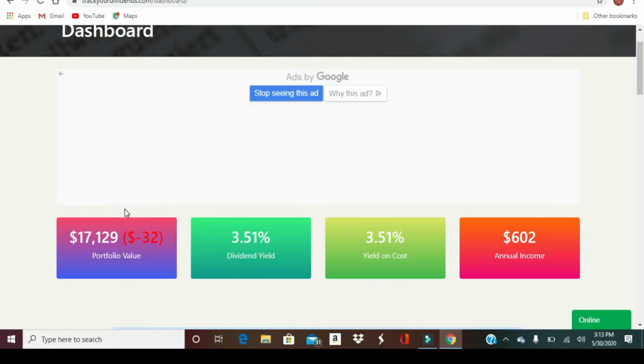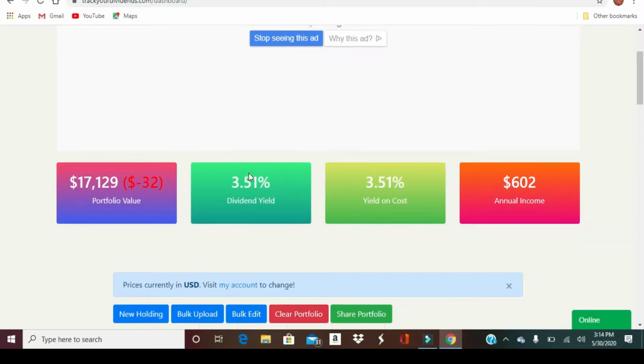So as of today, you can see that I own $17,129. I'm still down by $32. My dividend yield is at 3.5% and the yield on cost is 3.5. My annual income is $600. That's how much I get paid through my dividends.